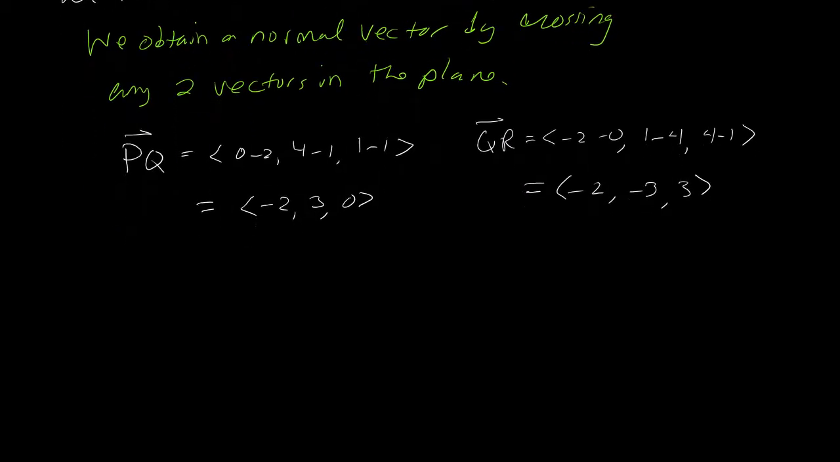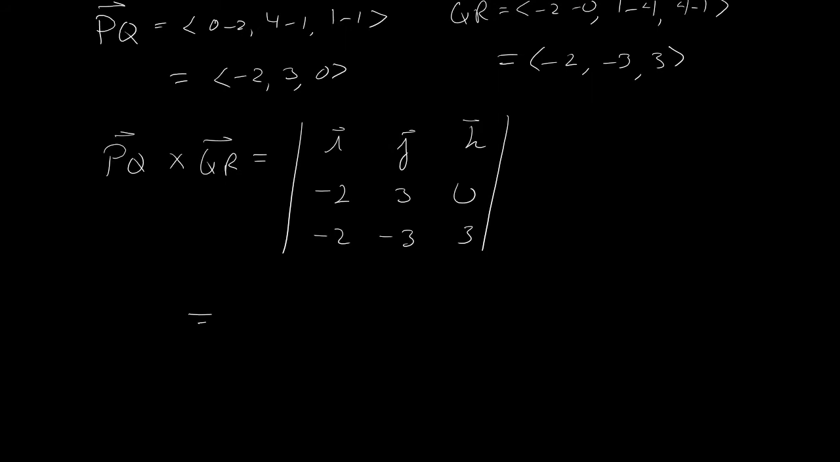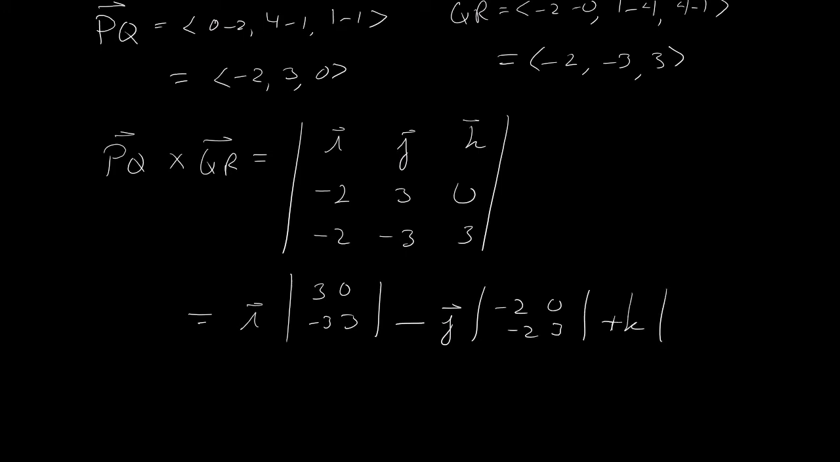Okay, so we're going to go ahead and cross those. So PQ crossed with QR. That's going to be the determinant of, right? So we have i, j, and k, and then PQ is negative 2, 3, 0, QR is negative 2, negative 3, 3. So that is going to be i times the determinant of 3, 0, negative 3, 3, minus j times the determinant of negative 2, 0, negative 2, 3, plus k times the determinant of negative 2, 3, negative 2, negative 3.